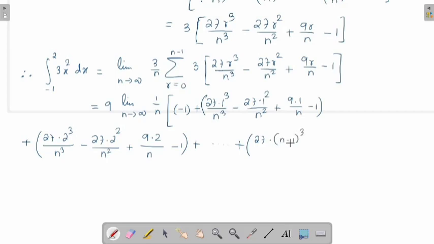So it becomes 27 into n minus 1 whole cube. So this is the value of r by n cube, we have minus 27, in place of r we have n minus 1 whole square by n square, plus 9 into r, that is 9 into n minus 1 by n minus 1. Okay, so this is the last value, so you can close the bracket now.